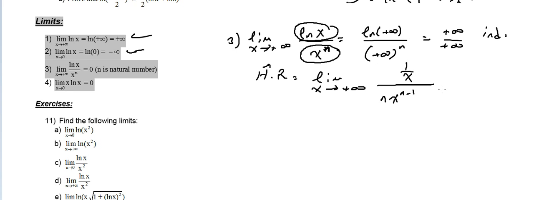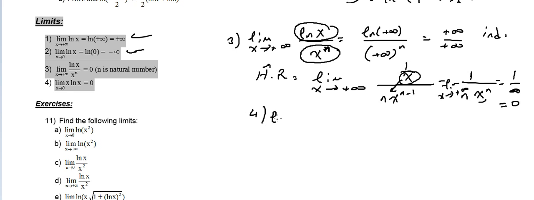Now, if we substitute infinity, we can rewrite it as 1 over n, and multiplying down, it will be n times x to the power n minus 1 plus 1, so it's x power n again. The answer is going to be 1 over, if we substitute infinity now, as x approaches infinity, 1 over infinity, and 1 over infinity is equal to 0.